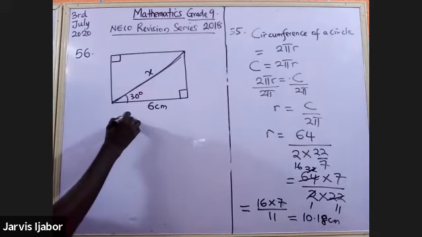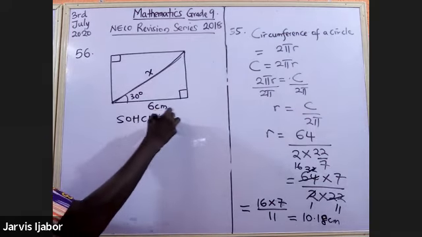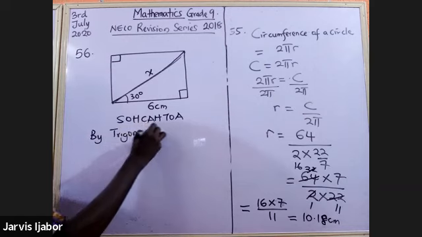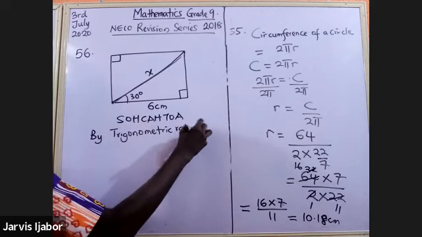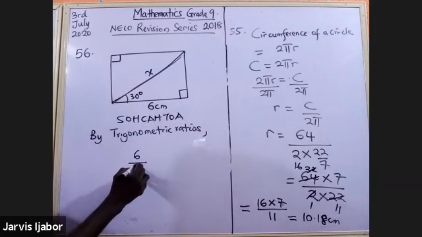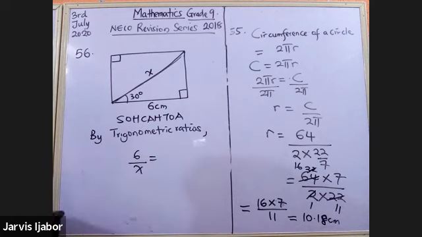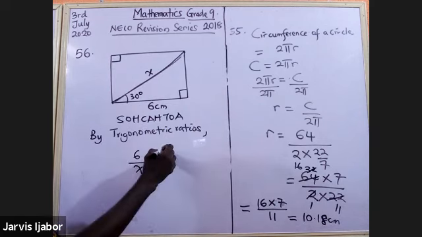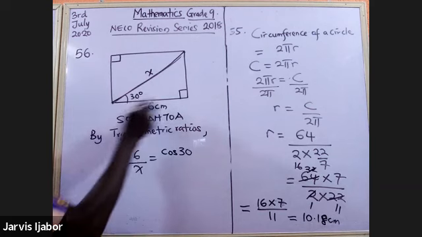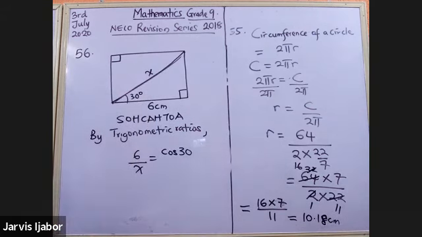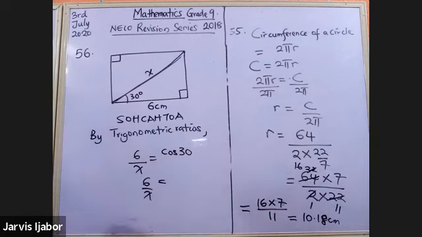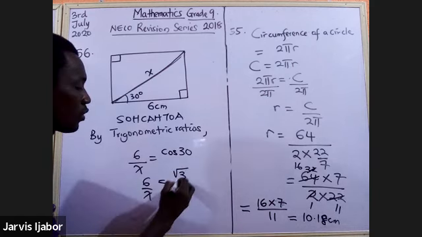So you're going to use your SOHCAHTOA relationship. By trigonometric ratios, you're going to have that 6 over x will be equal to cos 30 degrees, because this is adjacent over hypotenuse. Now, 6 over x, what is cos 30? Cos 30 is root 3 over 2.